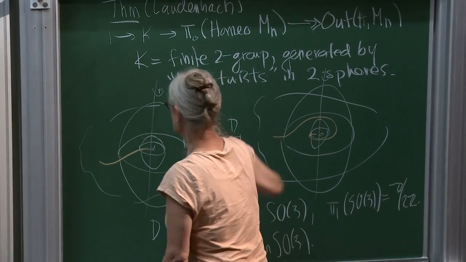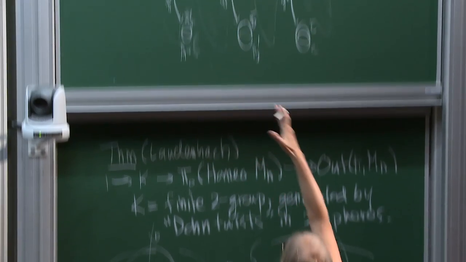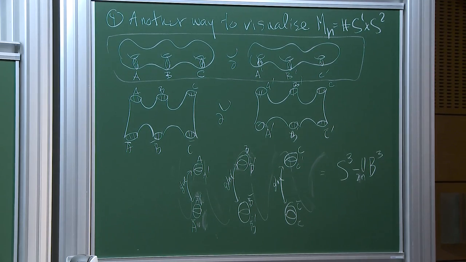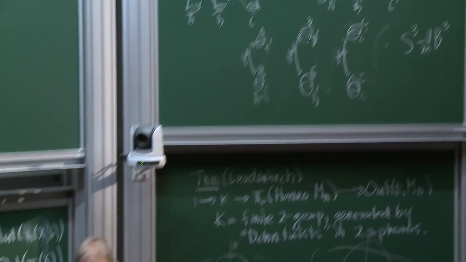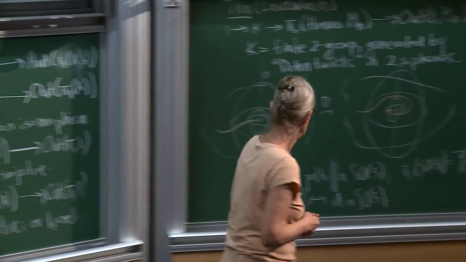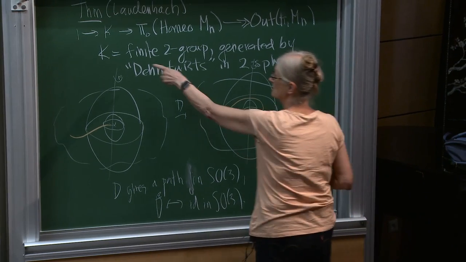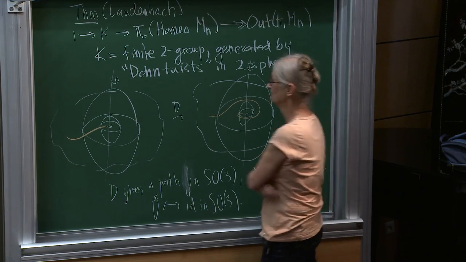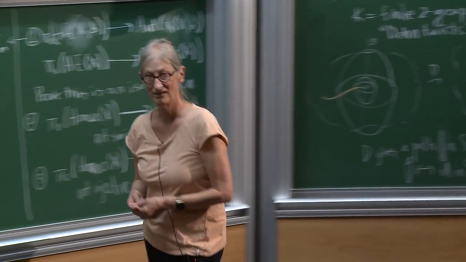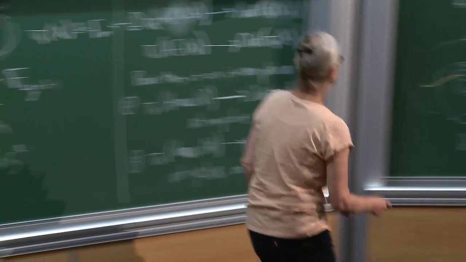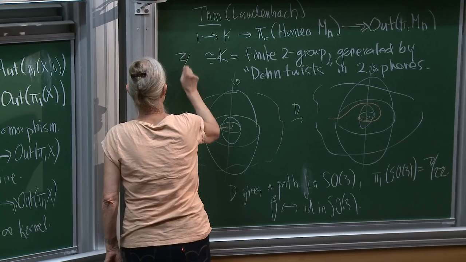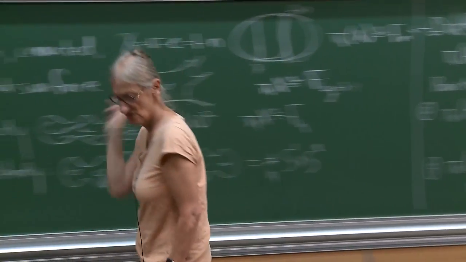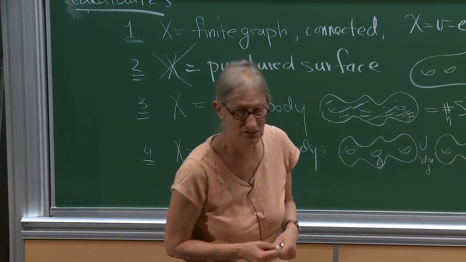And it turns out if you do Dehn twists in those particular spheres that I've put up there, that generates the entire kernel of this map. Sorry, what do you mean by finite two-groups? The kernel is a finite group, and every element has order 2. Yeah, it's Z mod 2 to the n. And the generators are those Dehn twists in those particular two-spheres.